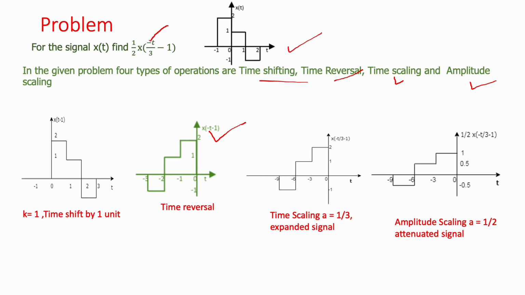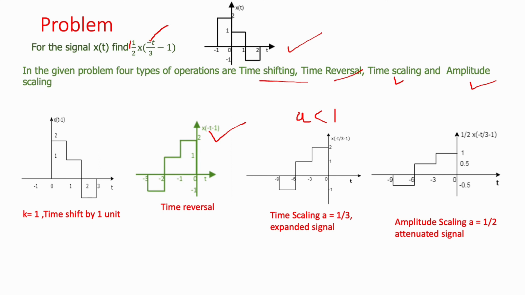Then you perform the scaling operation. Here a is 1 by 3. So a is 1 by 3 means it is less than 1. A is less than 1 means we have an expanded signal. So you will get an expanded version of the time scaled signal compared to the given input.